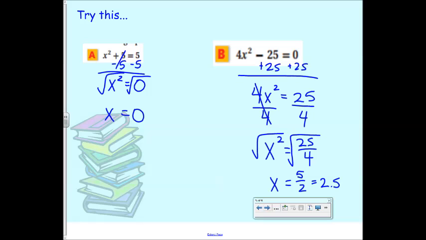Okay. Questions? That's it for this part. Yeah. So questions on what we just did. What's the opposite of squaring? Square root. If you square root one side, you gotta square root the other.